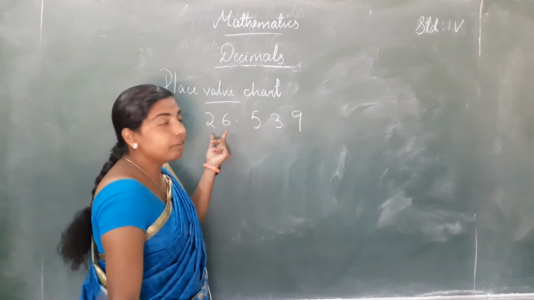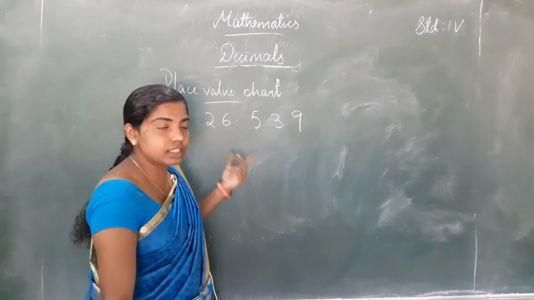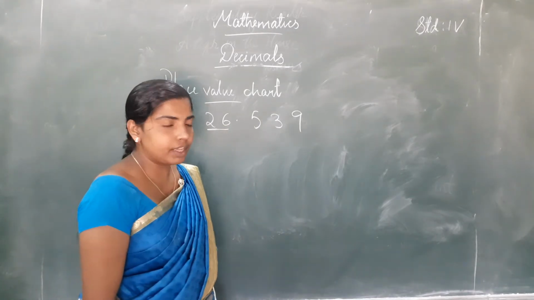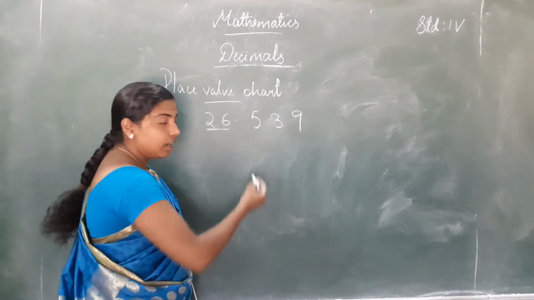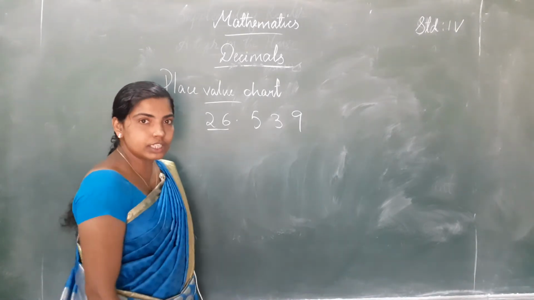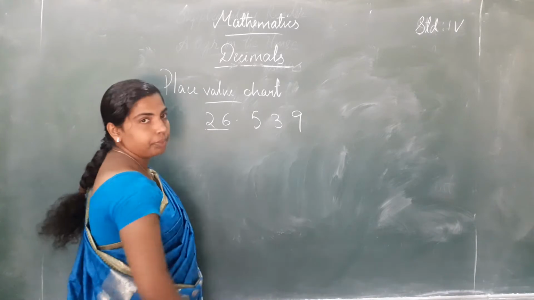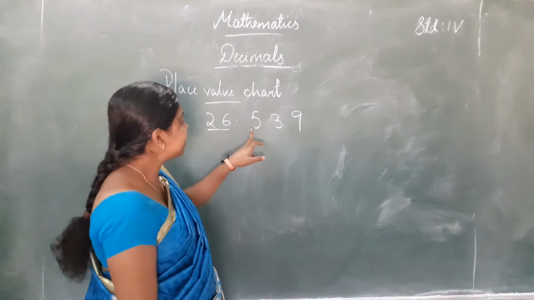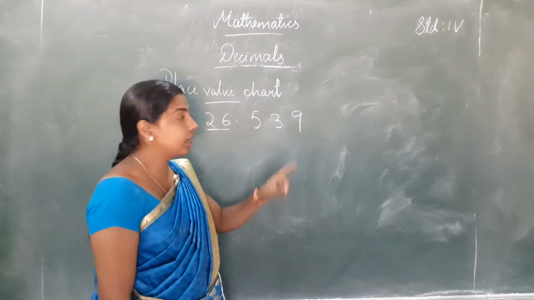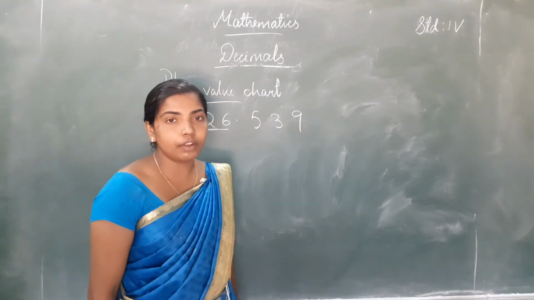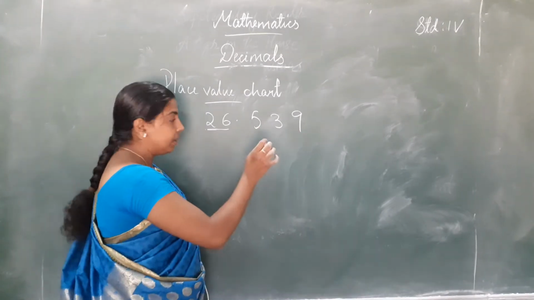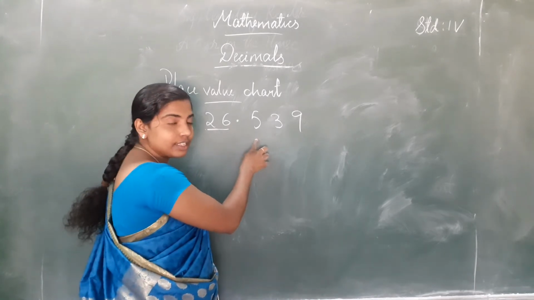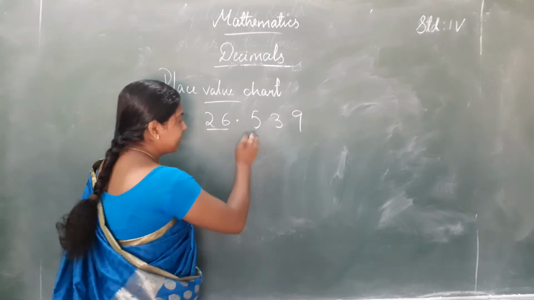See, the number before the decimal point is 26. In this case, it is easy to say the place value. Place value 6 is this 1's place and 2 is 10's place. Okay, that you know. Now, how can we write the place value of the numbers lying after the decimal point, 5, 3 and 9? How can we? So, be careful. The number just after this point is in the 10th place.